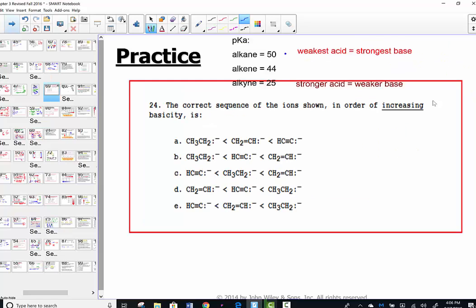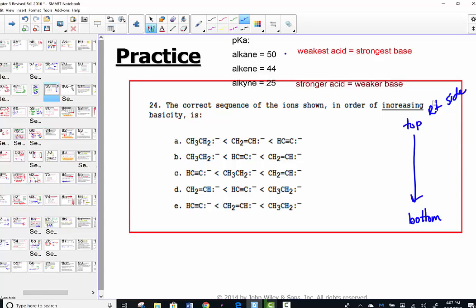The correct sequence of ions shown in order of increasing basicity. Okay, so think that through. Increasing basicity means you want to go to the right column, the conjugate base column, and order them from top to bottom as you find them on the right side of your pKa chart. See what an important test-taking tool the pKa chart is.